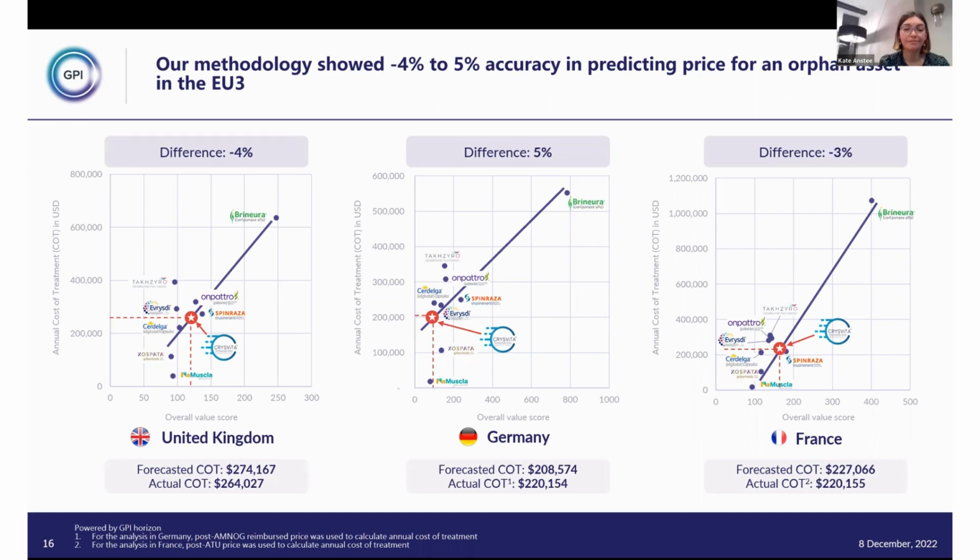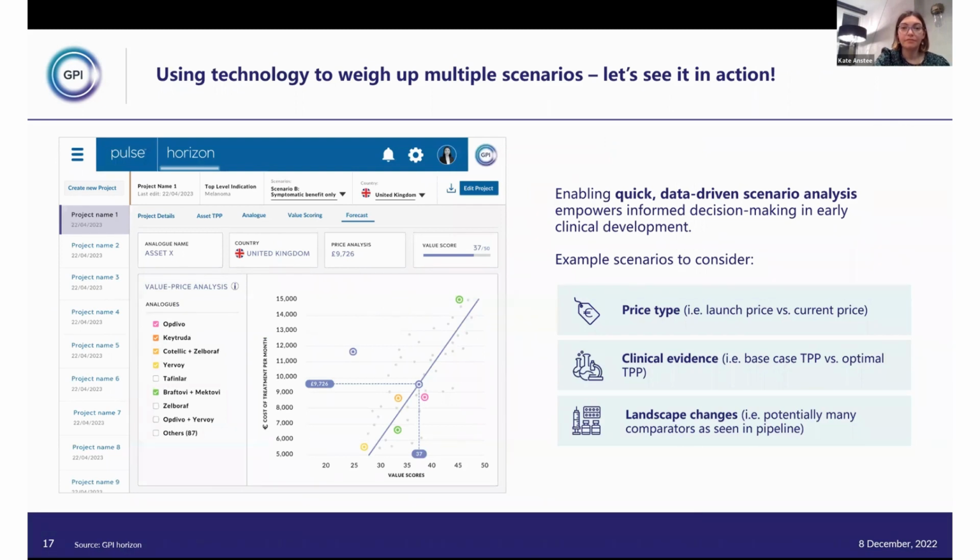Perfect. So I'll just move on to the next slide here to delve into how we use technology to weigh up multiple scenarios. And here you'll see a screenshot from our platform, GPI Horizon. And within this tool, we've built the functionality for the price forecasting that we just demonstrated. But what we just demonstrated was looking at just one scenario. So within the tool, what we'll show you is how you can use technology to create dynamic scenario analyses.